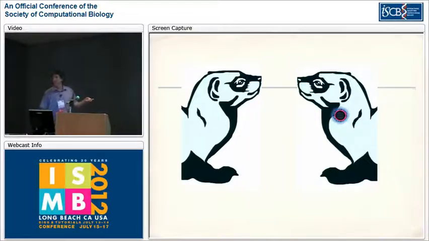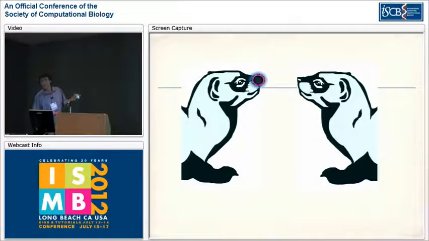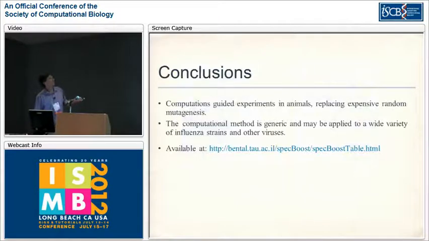So what do we need for transmission? We have the infected ferret, and the virus has to propagate to the end of the nose. For that, we need the virus with a more avid hemagglutinin, which seems to be the case with the mutant. And then the virus has to be detached for transmission with the sneeze. For that, we also need a more active neuraminidase. So that's the summary of what I showed from the experimental point of view.